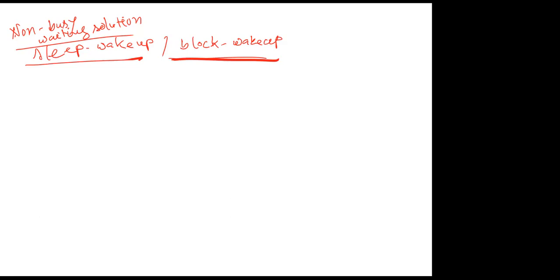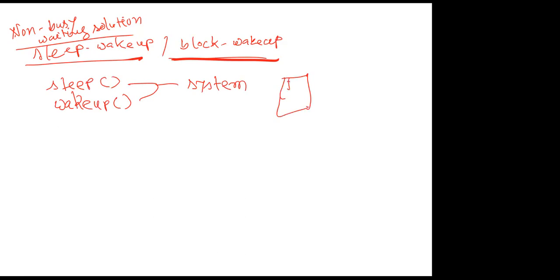It is implemented by using two system calls, two functions. One is called the sleep function and another is the wake-up function. These two are system functions. System function means the function is inside the operating system, which is very large, with thousands of functions there. So sleep and wake up are functions of the operating system.